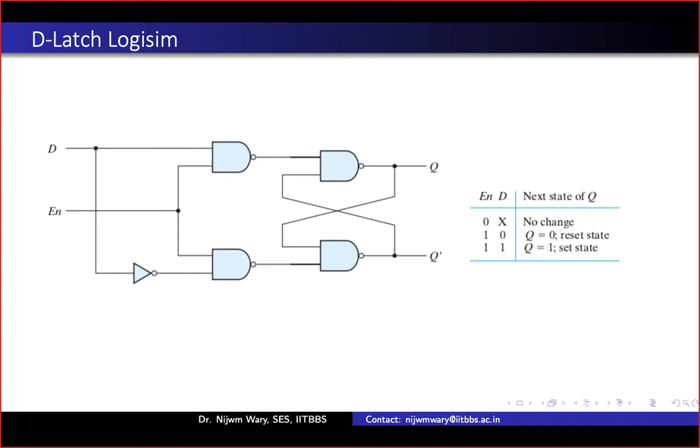So in this D Latch, we know that whenever the enable is 0, it will try to store the previous information. Basically, there is no change. And whenever the D is 1, it will try to set it, and whenever the D is 0, it will try to reset it. So we'll design this D Latch in Logisim, and we'll see how to see the timing diagram of the D Latch.